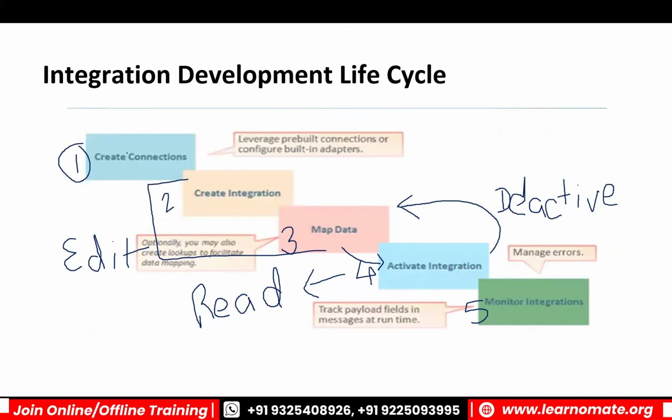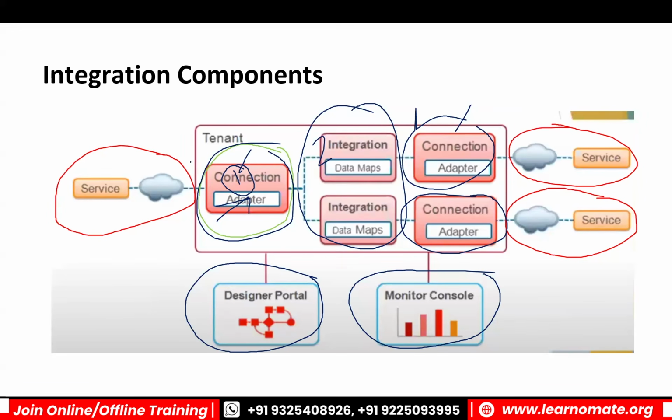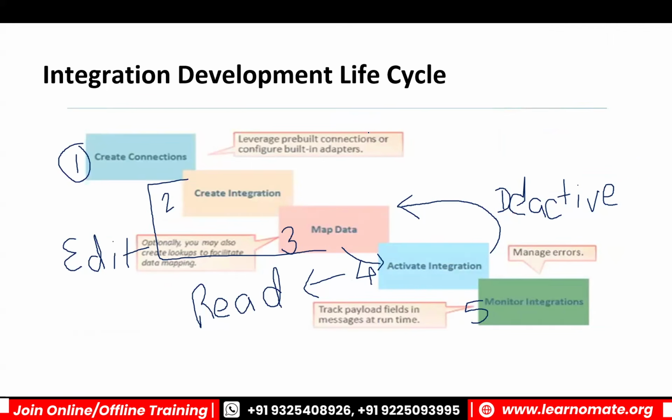Once we create a connection, now we need to write the logic. We can go and create the integration, and in that one we'll be writing the logic with the help of map data. Once our logic is complete, we can go and activate. In these two steps, our logic will be in the edit mode. It means we can go and modify and implement the logic. Once our logic is completed, we can go and activate. Once we activate, it means it is ready for publish.